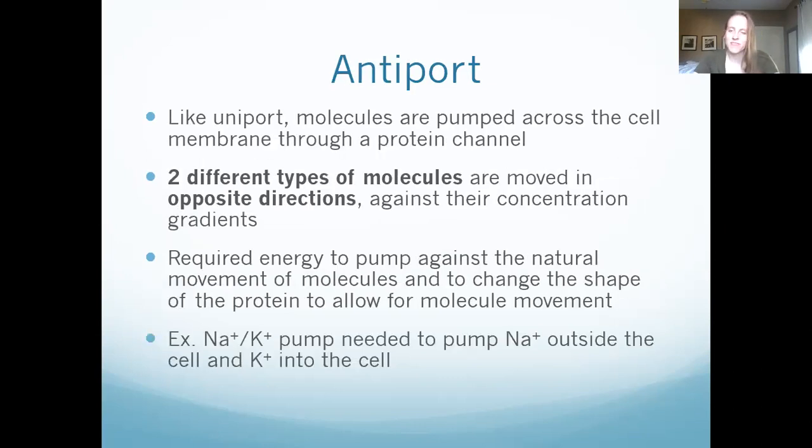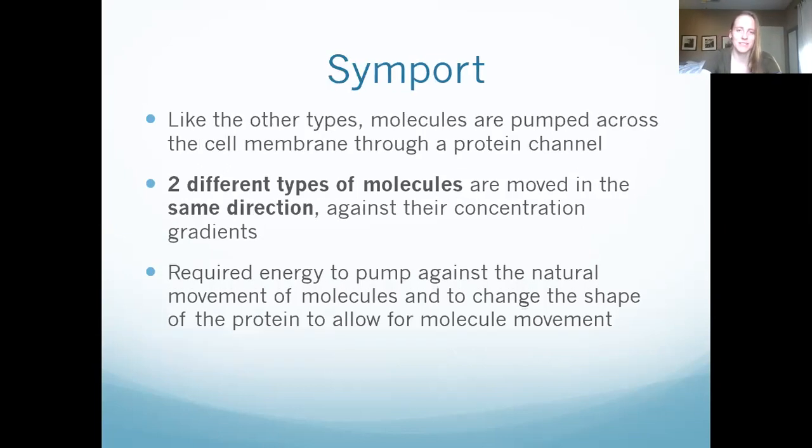That is only slightly different from antiport. With antiport, we still have molecules that are pumped across the cell membrane through a protein channel, still requiring energy because we're moving against the concentration gradient. The only difference is that now we have two different types of molecules that are moving in opposite directions of one another. An example of this that you need to know is the sodium-potassium pump, where sodium ions are pumped outside the cell and potassium ions are pumped into the cell, both against their individual concentration gradients.